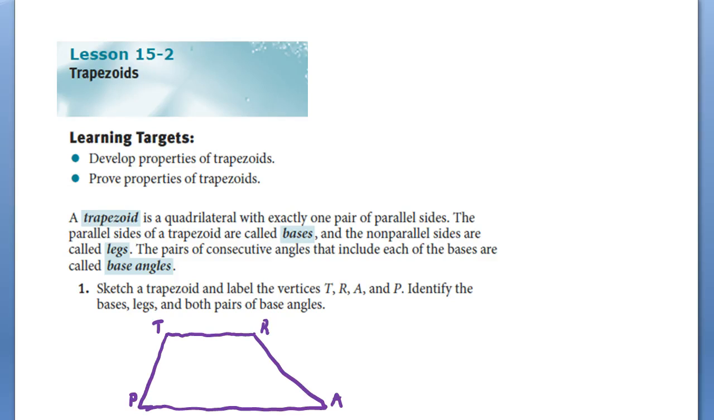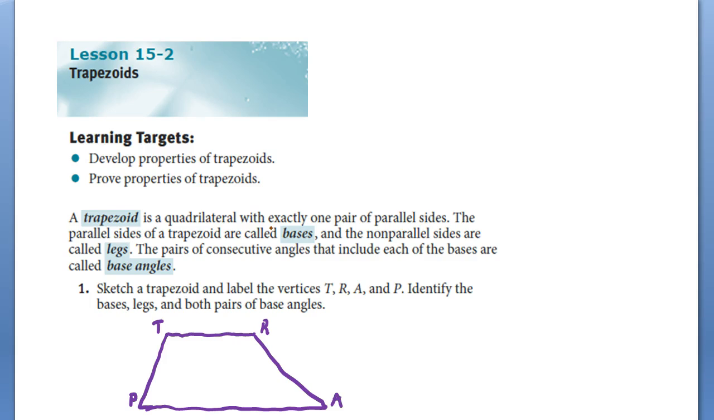This video is for lesson 15-2, trapezoids. Learning goals are to develop some properties of trapezoids and prove those properties. A trapezoid is a quadrilateral with exactly one pair of parallel sides.